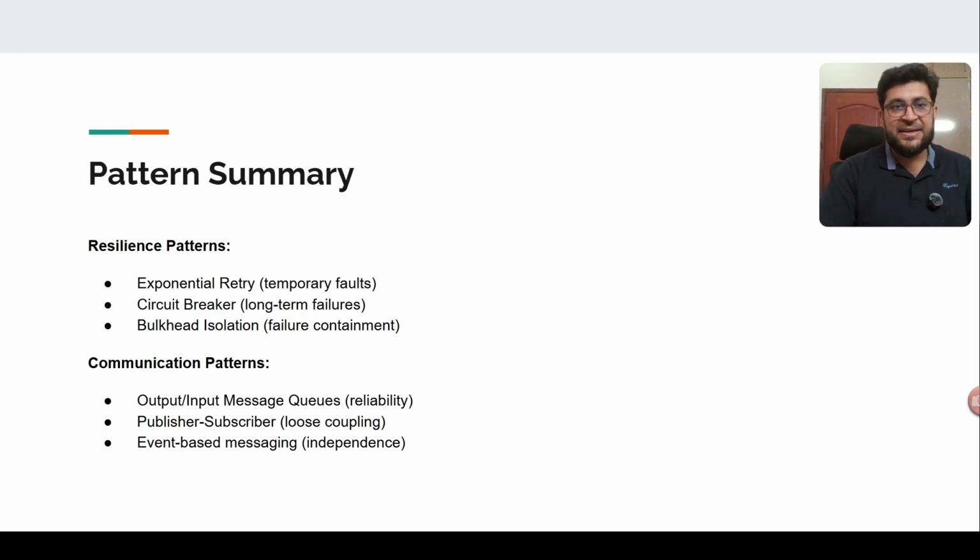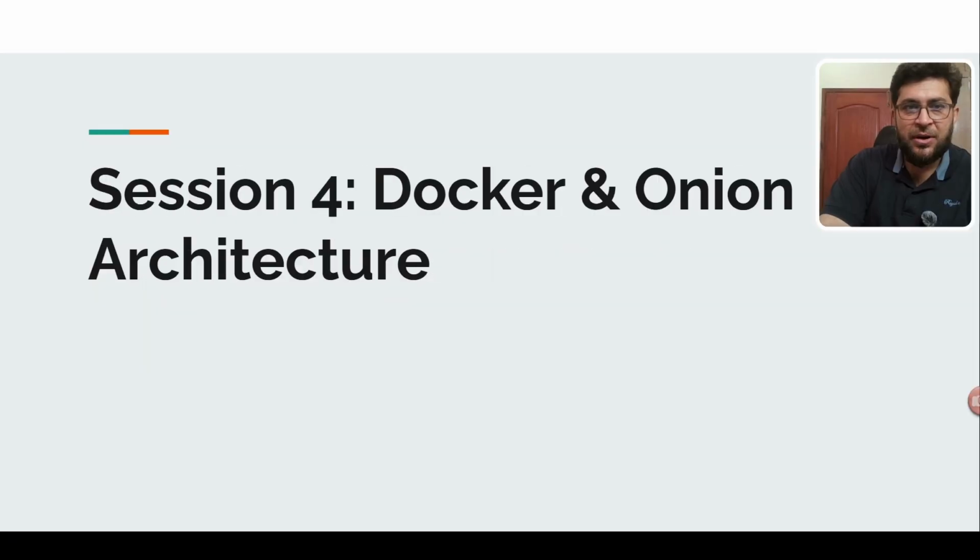To get resilience in the microservice, we will follow some patterns like exponential retry, which is used for temporary faults, circuit breaker for long-term failure, and bulkhead isolation for failure containment. And some other communication patterns, like output and input message queues, give us reliability. With publisher subscriber, we can get loose coupling in event-based messaging. So this is all about it.